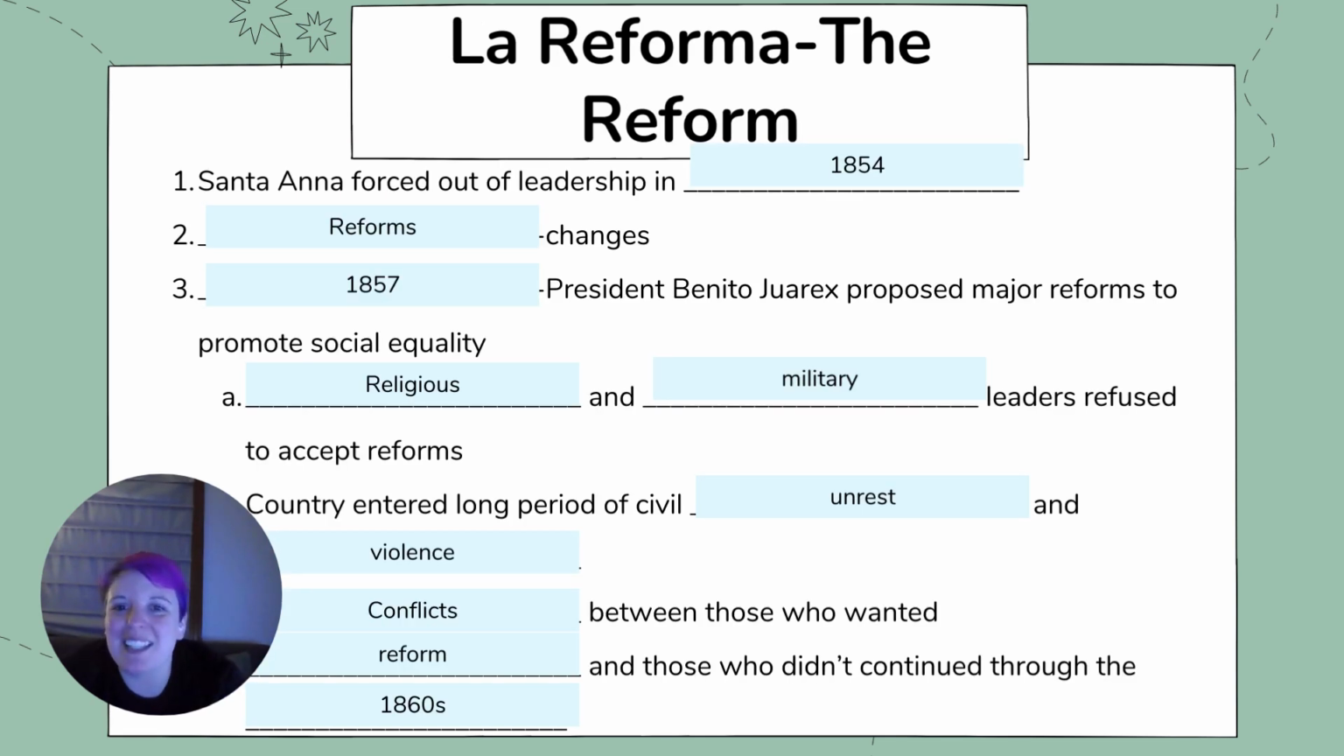So having said all of that, due to growing opposition to Santa Anna and his policies, Santa Anna was forced out of leadership in 1854. New leaders wanted to change Mexican society. In 1857, President Benito Juarez proposed major reforms, or changes, to promote social equality.